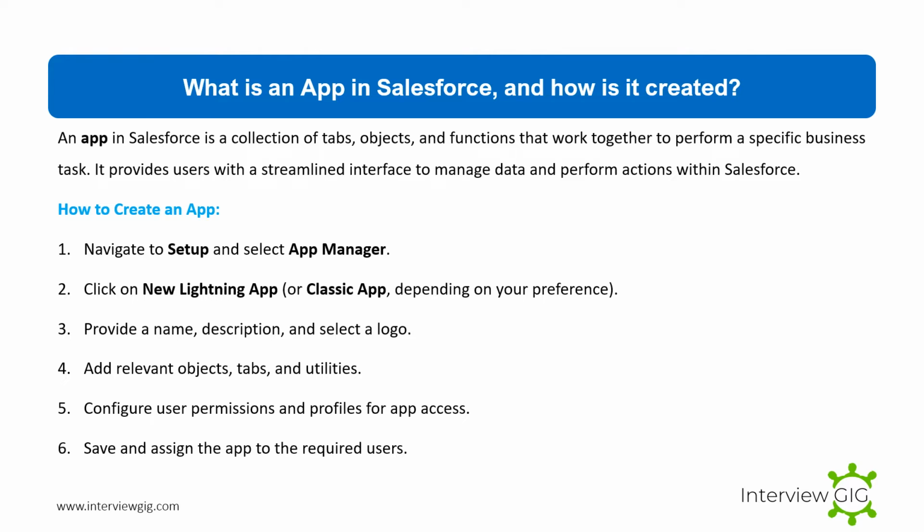How to create an app. 1. Navigate to Setup and select App Manager. 2. Click on New Lightning App or Classic App depending on your preference. 3. Provide a name, description, and select a logo. 4. Add relevant objects, tabs, and utilities. Configure user permissions and profiles for app access. Save and assign the app to the required users.